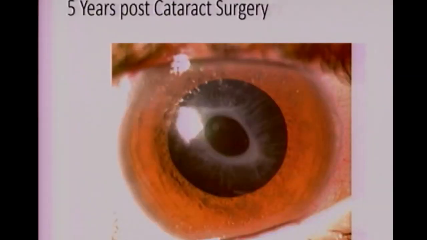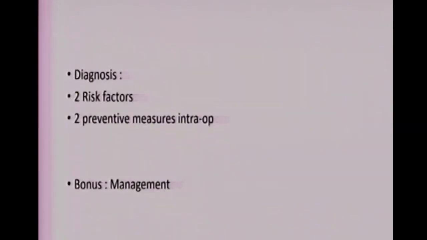Yeah. This patient is 5 years post-cataract surgery, presented with blurry vision, and this is a slit lamp finding. So the first question is diagnosis. 2 risk factors, or 2 eye conditions that can predispose to this condition, 2 preventive measures intraoperatively, and bonus the management of this case.